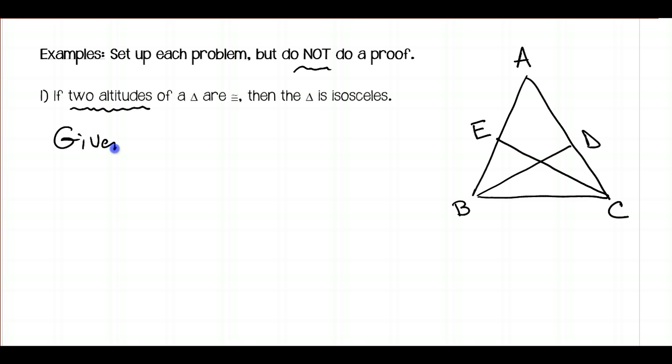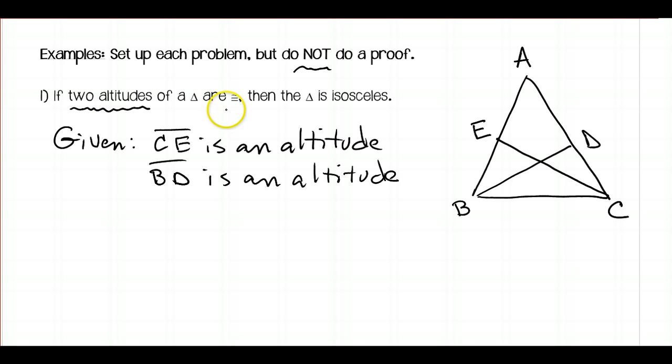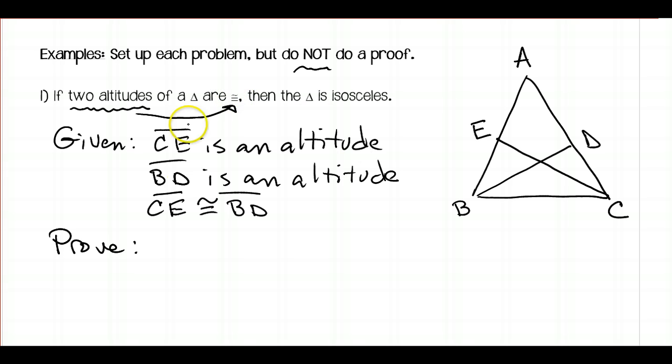So we're given, we have 2 altitudes, so I've got CE is an altitude, and I've got BD is an altitude, and I also know that the altitudes are congruent, so I know that CE is congruent to BD, and we want to prove, so if the 2 altitudes are congruent, so I have that they're altitudes, I have that they're congruent, we want to prove that the triangle is isosceles, so triangle ABC is isosceles. Okay, and then we could go ahead and we could complete a proof.